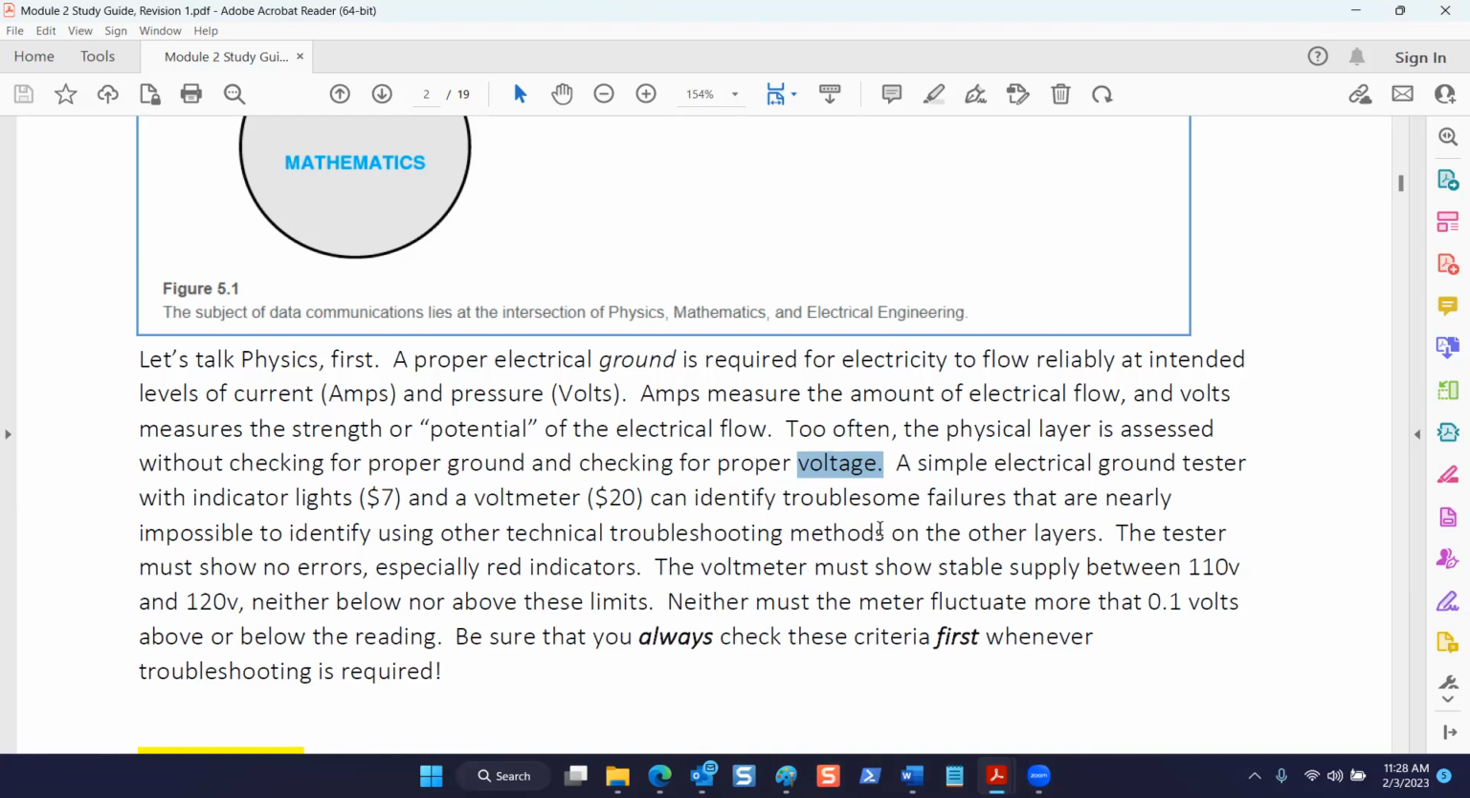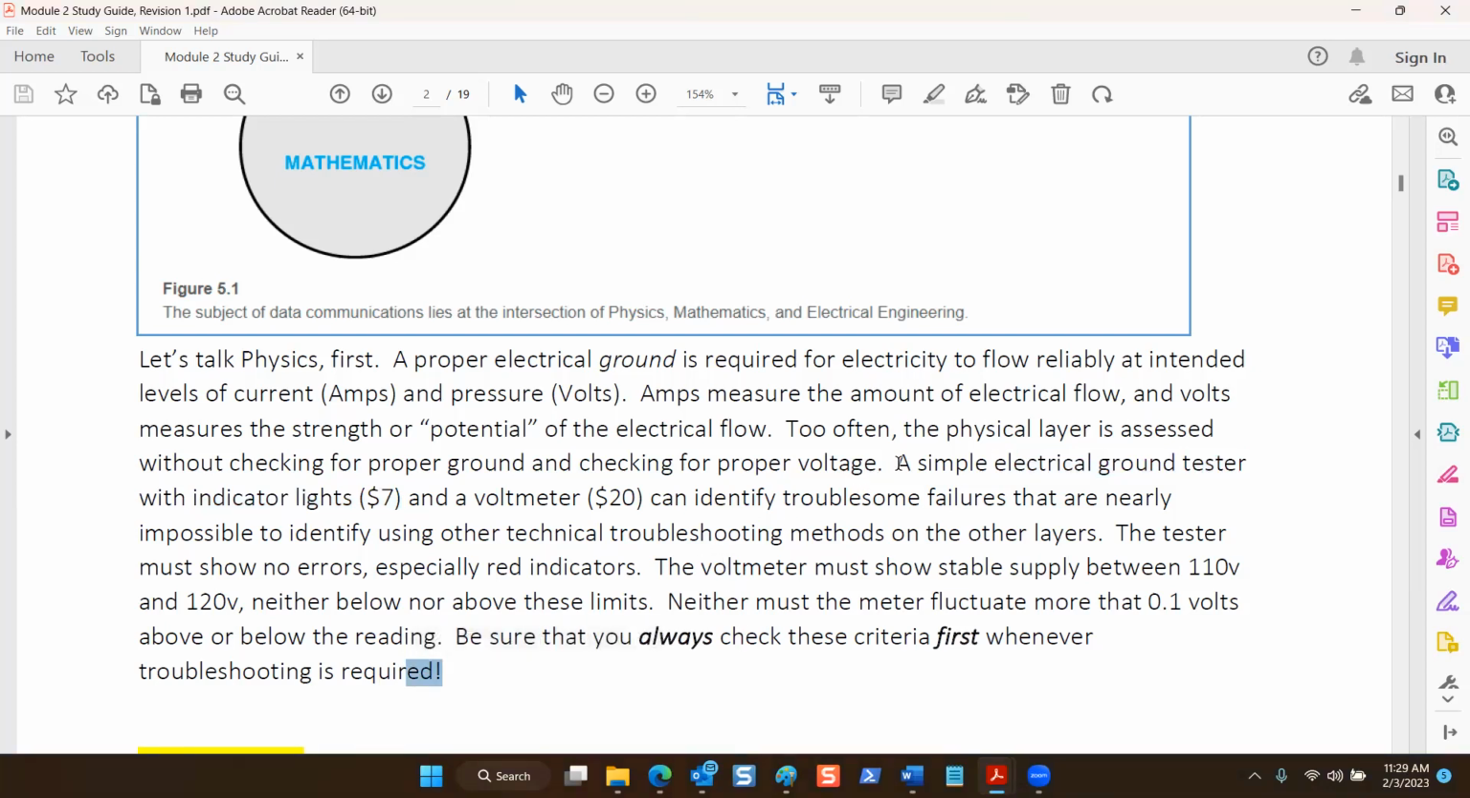We're going to move a little faster now. There's an electrical ground tester. It's got simple indicator lights. It costs about $7. And if you work with networking, you better have one of these. Let me say that again. If you're a network professional and you don't have one of these, shame on you. Because what you're not checking is the flow.